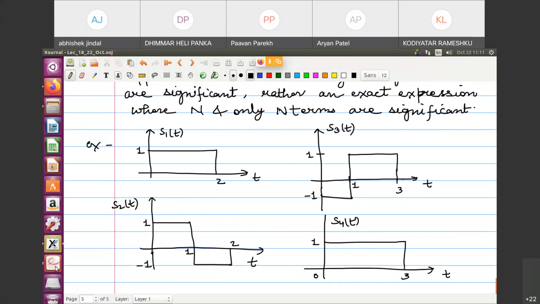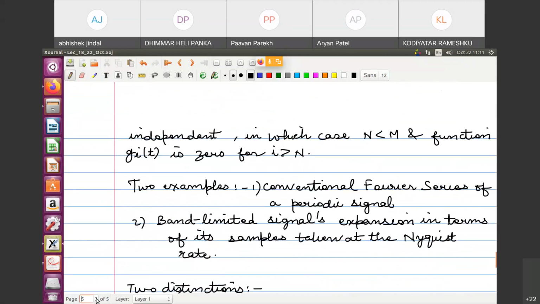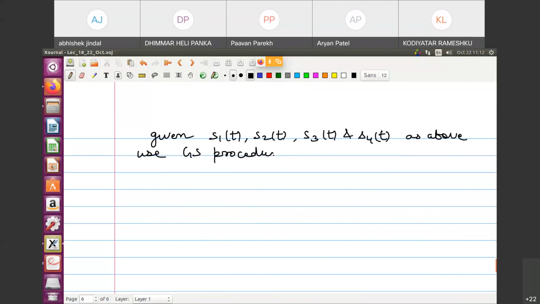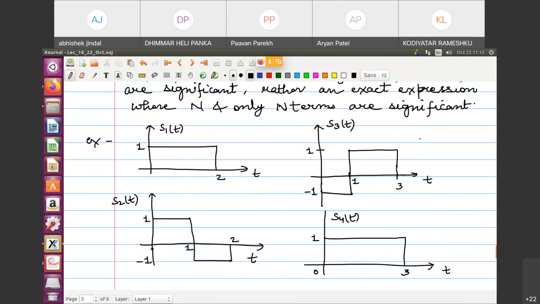So you are given S1(t), S2(t), S3(t), and S4(t) as above. Use the Gram-Schmidt procedure to find phi_i(t), where i will be 1, 2, up to whatever. Let us check; we do not know yet whether 4 will come, or 1, 2 or 3. Okay, so we have to start the procedure and see.